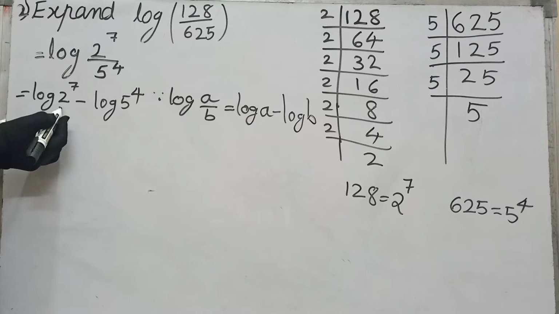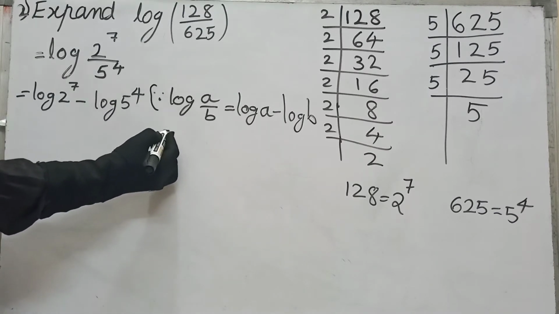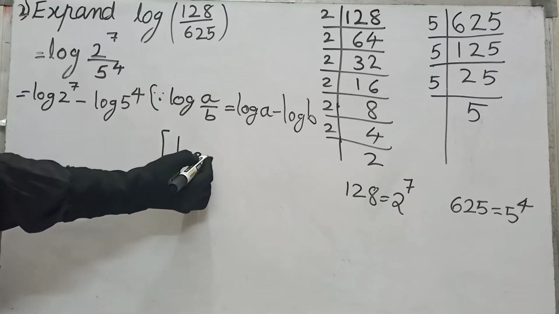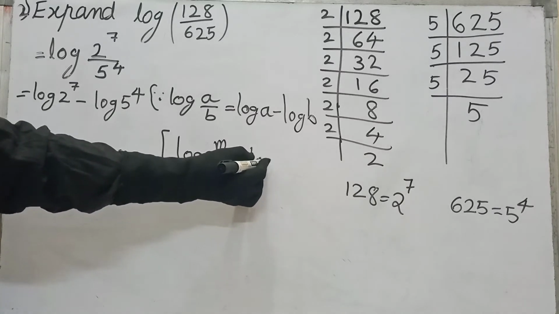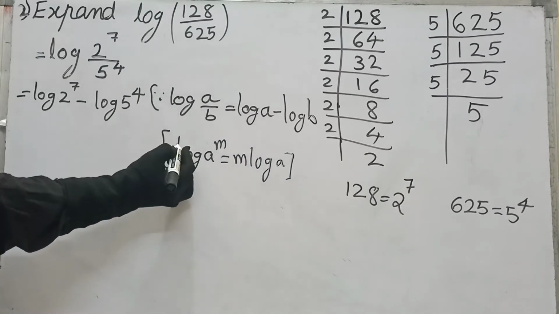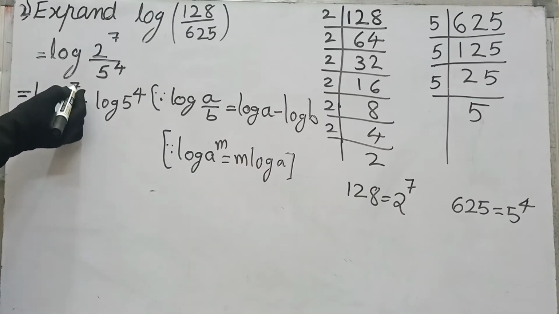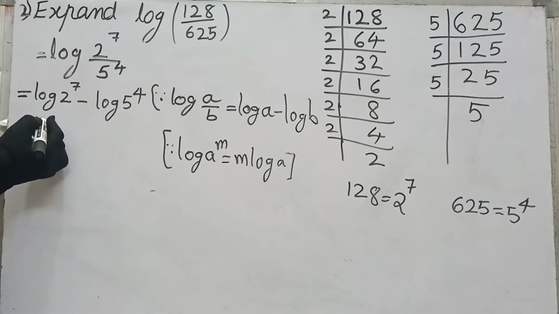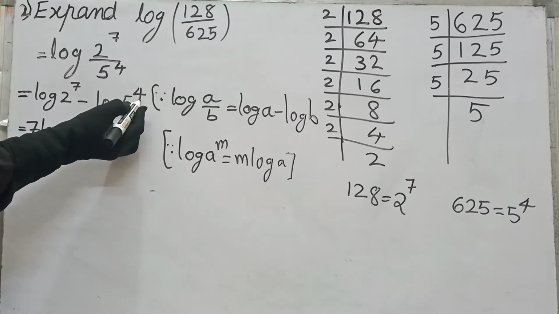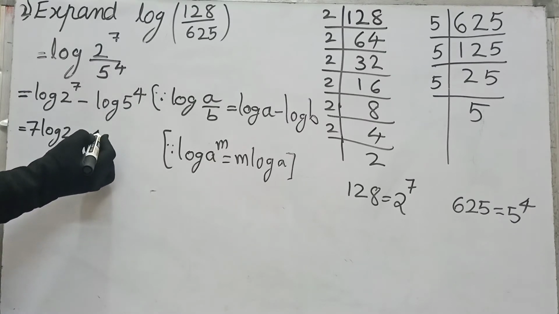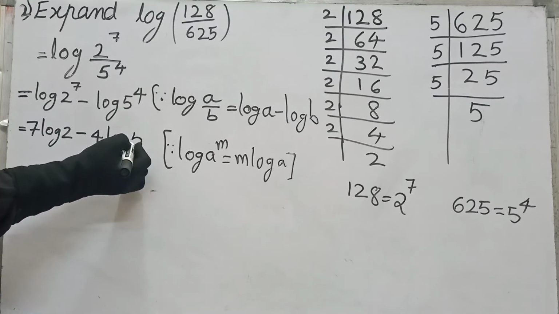Now since powers are there, which formula will we use? The exponential formula of log. Log a power m is equal to m log a. In the first case the power is 7. So that 7 will come beside log. 7 log 2 minus, on the next side the power we have is 4. So that 4 will come beside log. That is 4 log 5.